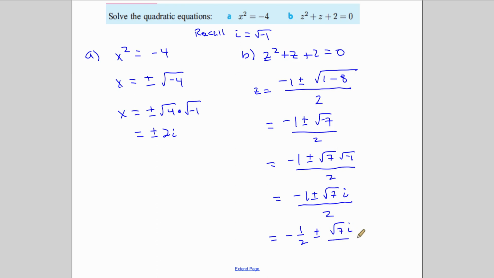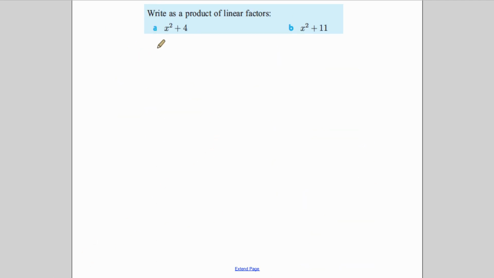This of course is in the form a plus bi, complex number form, where a is -1/2 and b is root 7 over 2. Again, the step I'm going to skip is right here, in that once I see the square root of a negative number, I know that I can rewrite it as the square root of -1 and just write it as i. Okay, write as a product of linear factors.